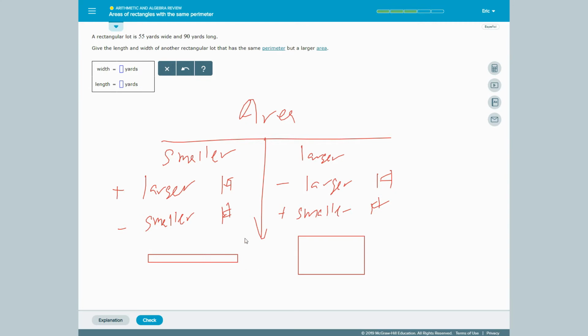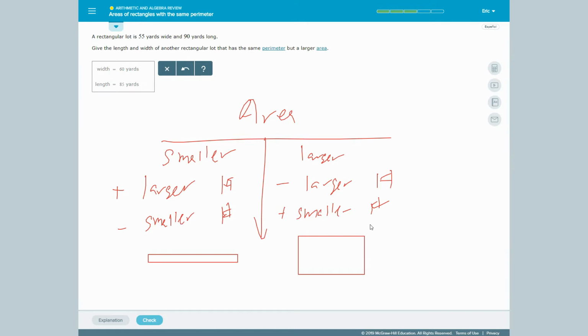So pretty much speaking, for problems like this, if they're asking for a larger area, just choose a number. I'm going to choose 5. So for a larger area, I'm going to add 5 to my smaller number, which is my width. So 55 plus 5 is 60. And subtract that same 5 from my 90 and get 85. If I wanted a smaller area, I would do it backwards. Subtract 5 from 55, add 5 to 90.